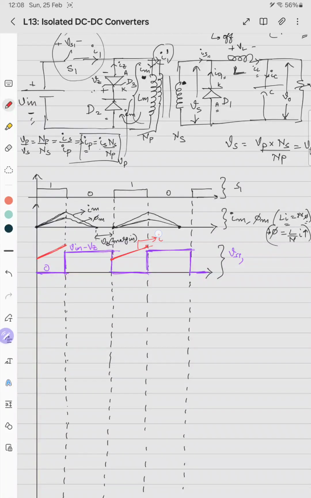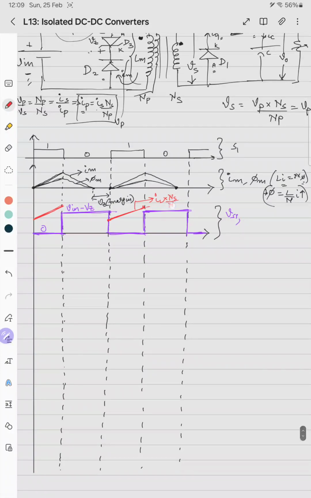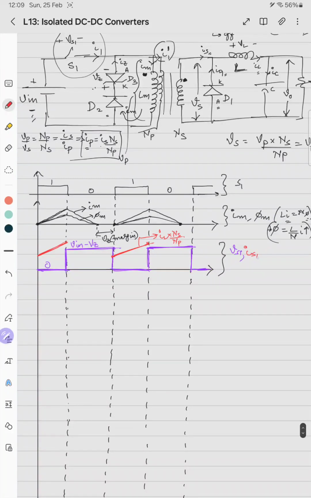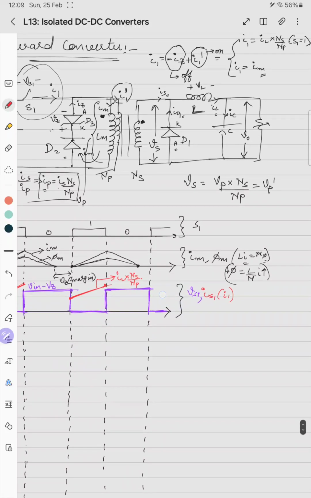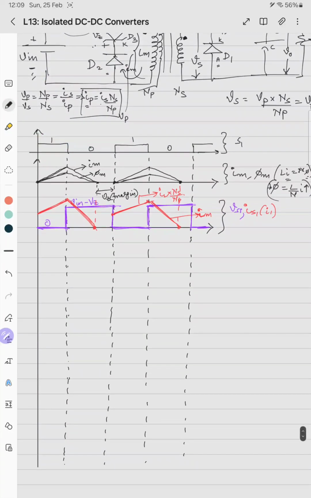So this slope is IL into NS by NP. When it is on, this is IS1 or I1. And when it is off, it is equal to Im. So this equals Im, and it becomes like this. Vs1 becomes this nature. This is equal to Im. So the switch is done. Next comes what? Next element comes.